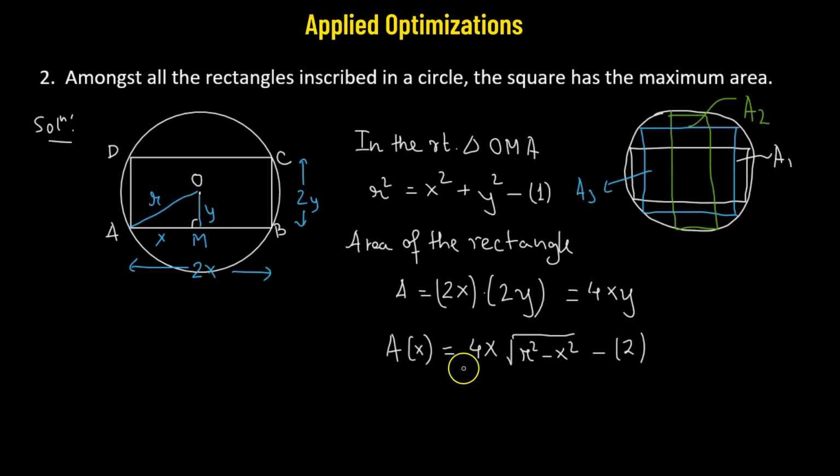What we have to do is maximize this particular area function, or optimize it. For that, we will take its derivative with respect to x. Now, I'm pretty sure that by now you are very much comfortable with obtaining the derivative. So I will write the result. You can perform the calculation. This will give us 4 times (r squared minus 2x squared) divided by the square root of r squared minus x squared. So this is going to be the derivative of area with respect to x.